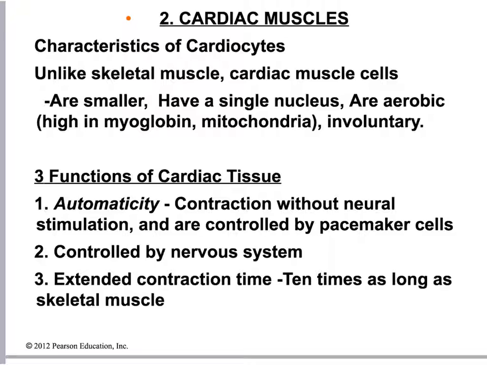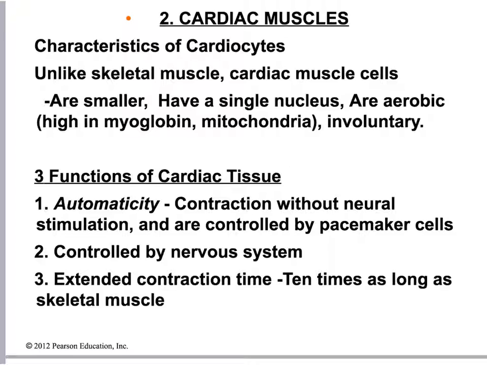Now, let's go over cardiac muscles. First of all, their characteristics of cardiocytes. Unlike skeletal muscle, cardiac muscle cells are smaller, they have a single nucleus, they're aerobic, they're high in myoglobin and mitochondria, and they're involuntary.